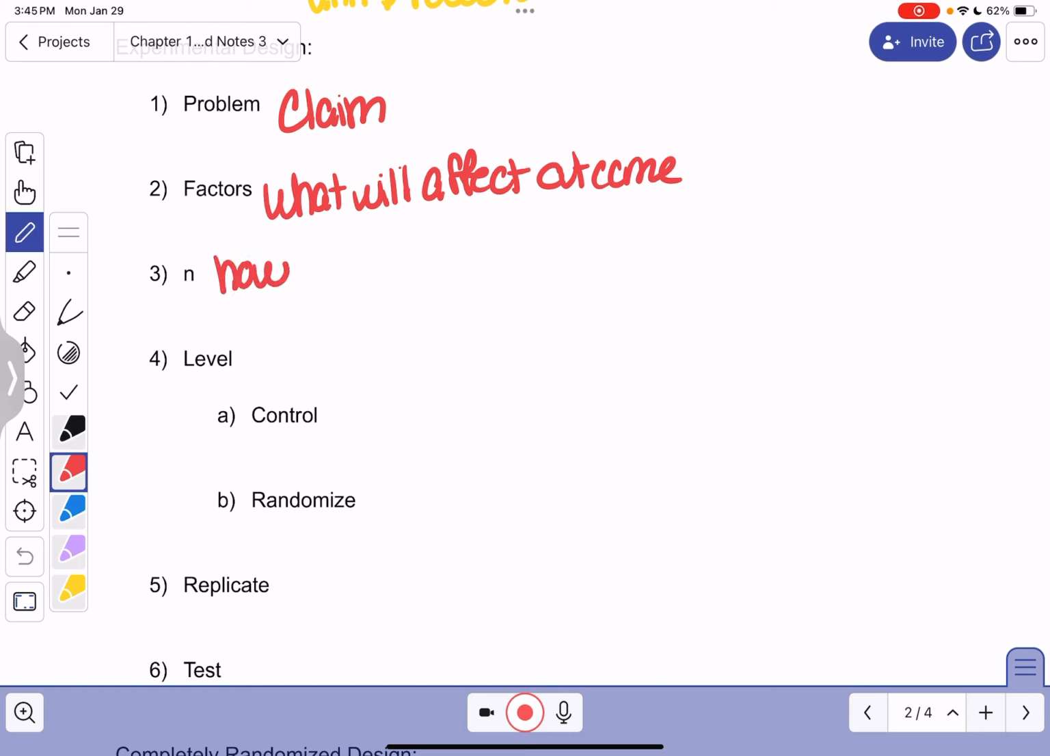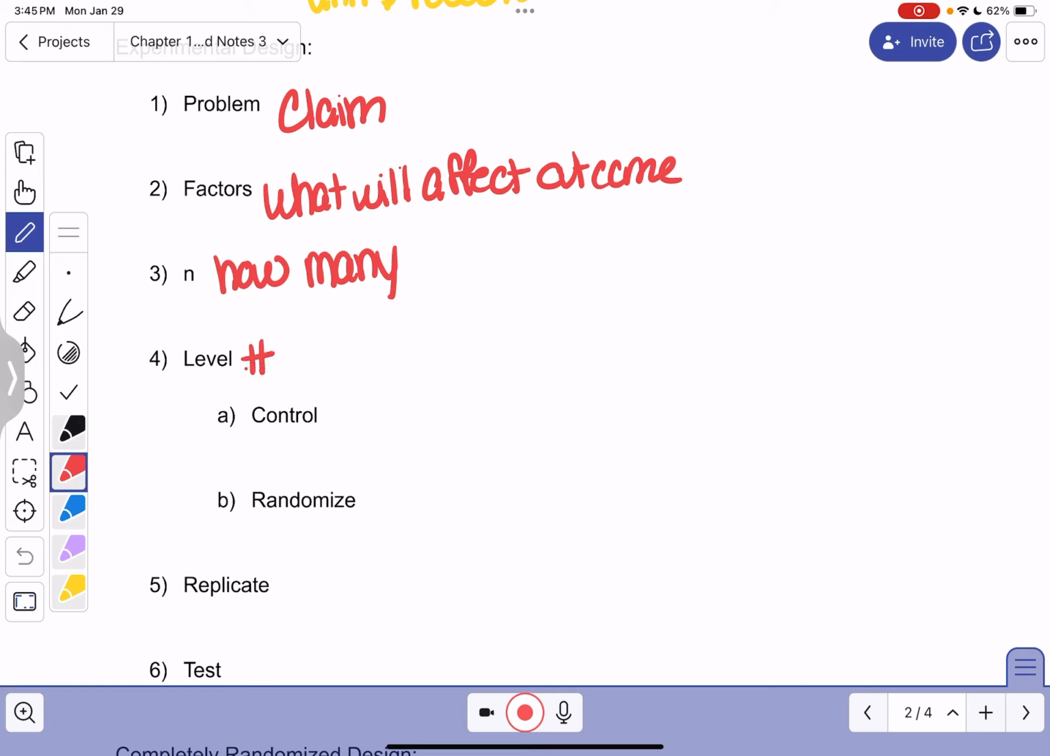Then you need to decide how many. How many rats are you going to do? How many people are you going to do? And you have to consider things like how big the group is, the funding you have, the cost of the medicine, all kinds of things to figure that out.